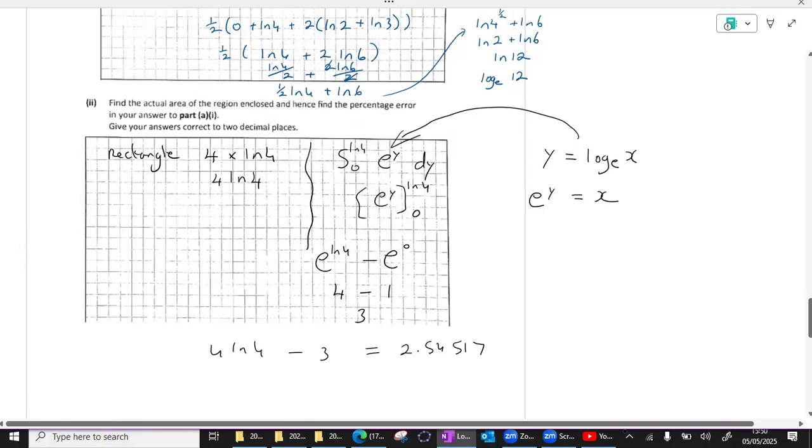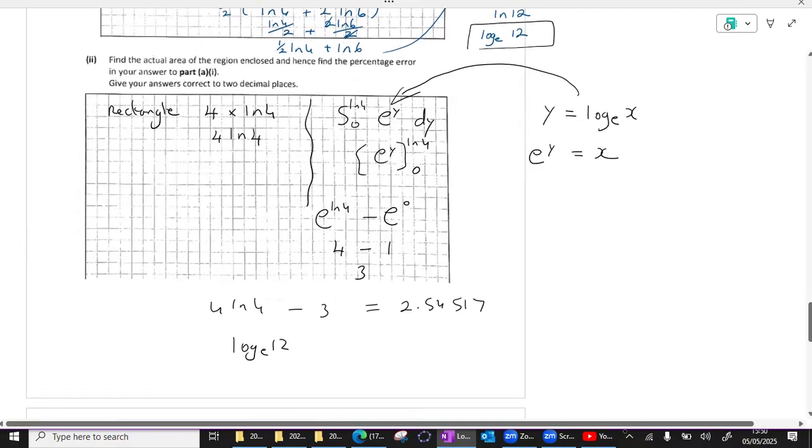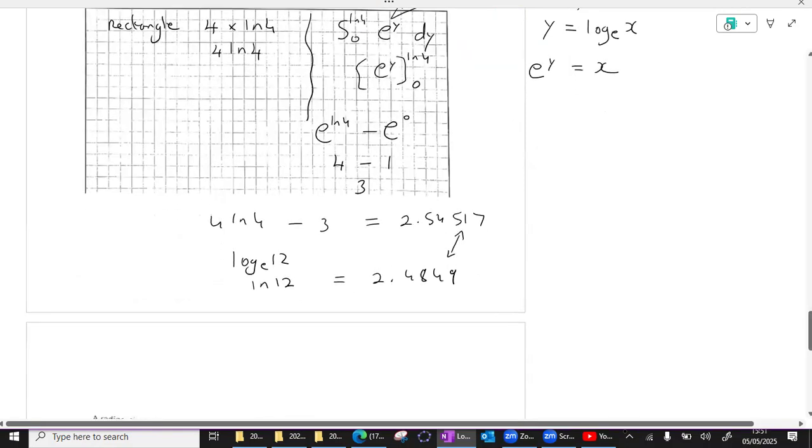The estimated answer was log of 12 to the base e. So I better figure out what is log of 12 to the base e. Now, that is me finding the natural log of 12. So I'm going to pop that into my calculator, and that comes out to be 2.4849. So they are quite close, but we're looking for the percentage error.